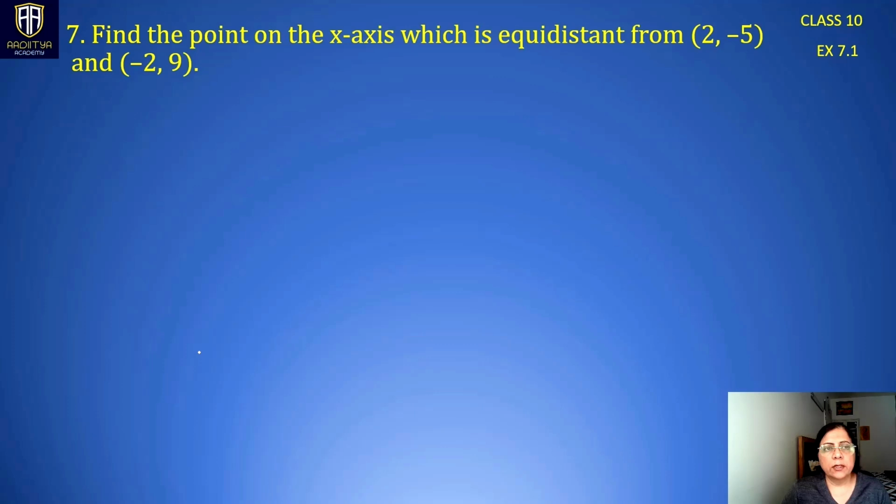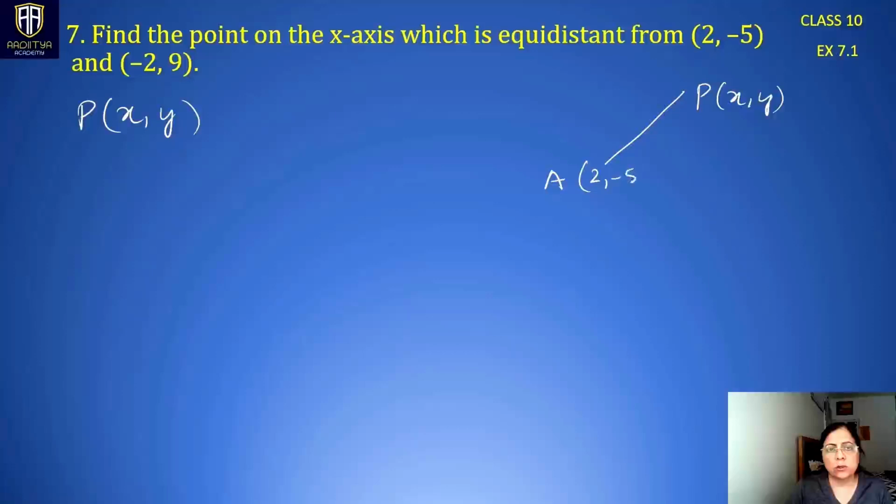Next question is, find the point on the x-axis which is equidistant from these two given points. Okay, so we have to find a point P. P, x comma y, is equidistant from the point A, which is 2 comma negative 5, and B, which is negative 2 comma 9, right? PA has to be equal to PB.